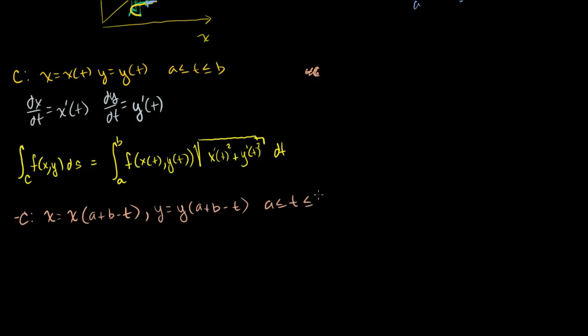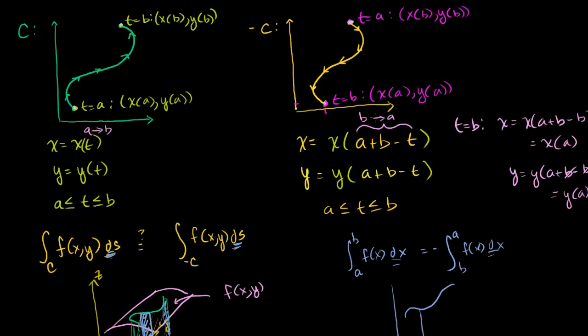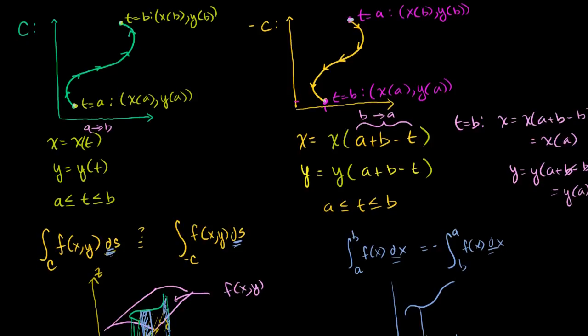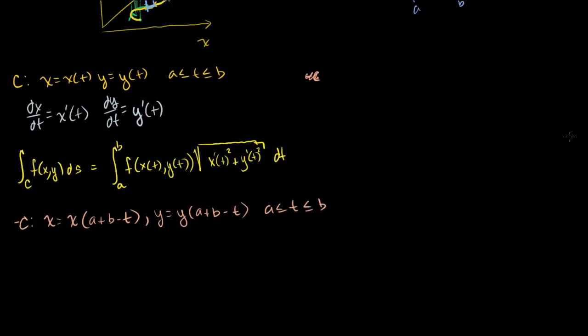T goes from a to b. And this is just exactly what we did in that last video. X is equal to x of a plus b minus t. Y is equal to y of a plus b minus t. Same curve, just going in a different direction as t increases from a to b. But let's get the derivatives.